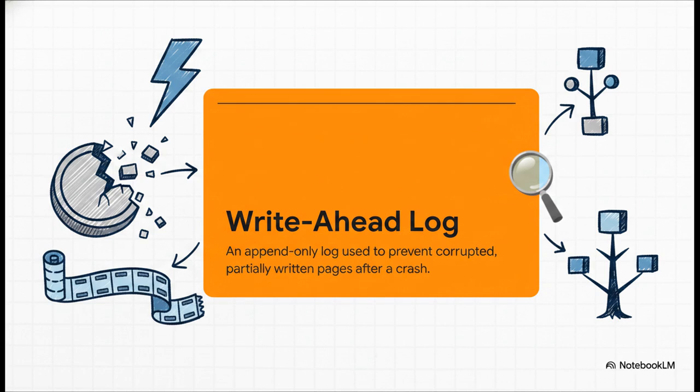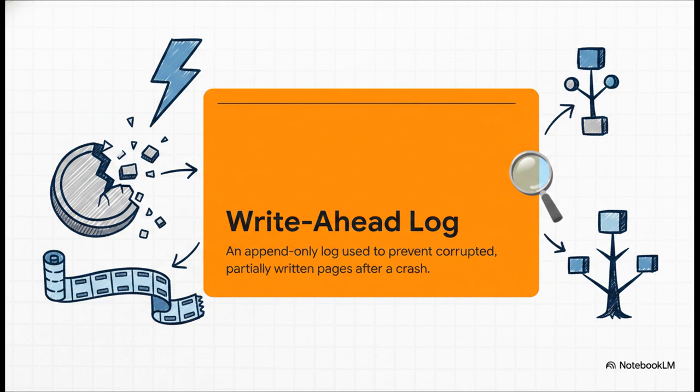To protect against this, we encounter one of the most fascinating ironies in database engineering. B-trees are fundamentally designed to avoid the append-only log philosophy, right? Yet, to make them safe from crashes, engineers had to give them an append-only log. It's called a write-ahead log, or WAL.